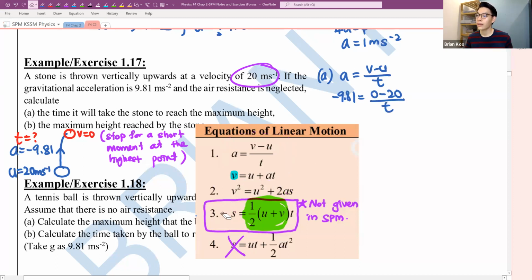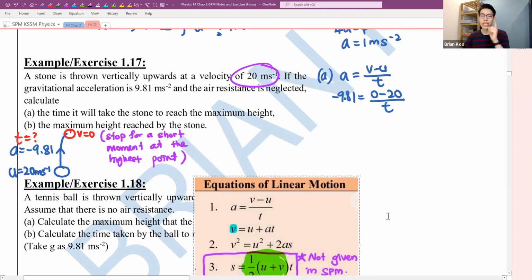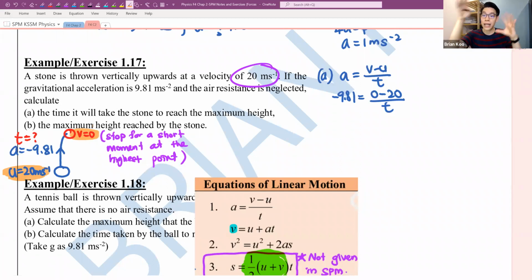And whatever you do should always make sense. Just now I was very sure I told everybody that if I throw something up, 100% it will slow down. Then you ask yourself a simple question: is it really slowing down? From 20 becomes 0, yes, it is slowing down. So everything should make sense. These are not disconnected things. They are one system. This is one rock's journey from the bottom to the top. So make sure everything is linked together.